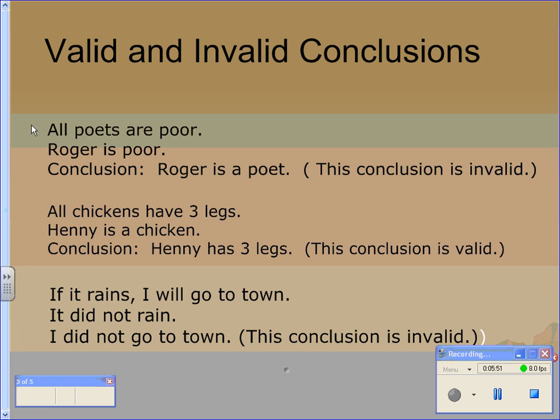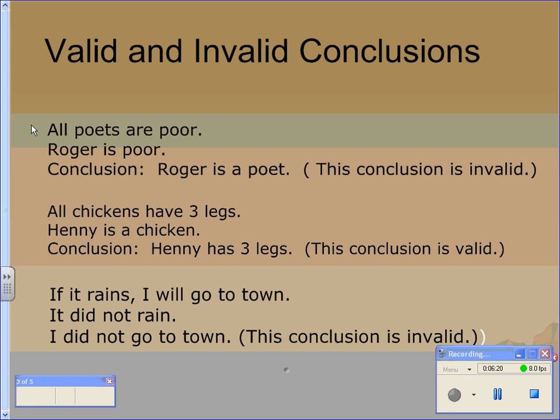If it rains, I'm certainly going to town. But if it doesn't rain, I could still go to town. I may not, but I could. It doesn't tell me anything about if it doesn't rain. Does that make sense? Any questions on any of these three? Do y'all see how they work?